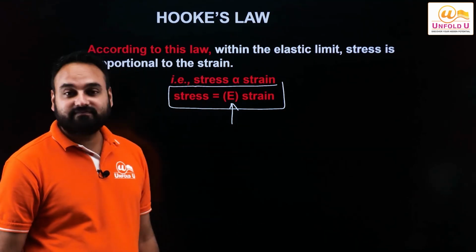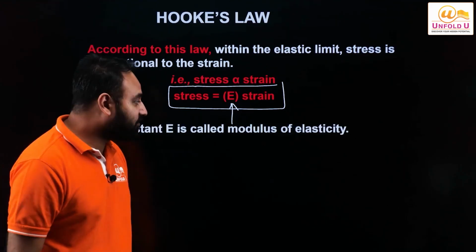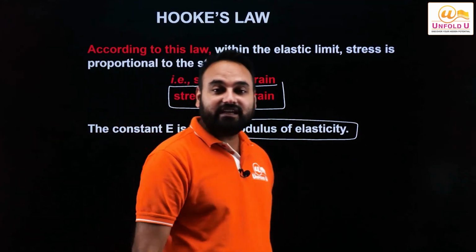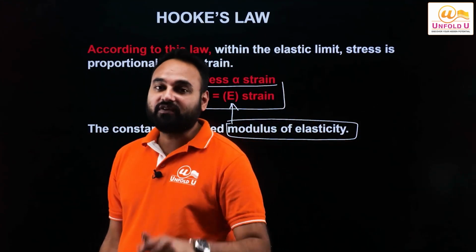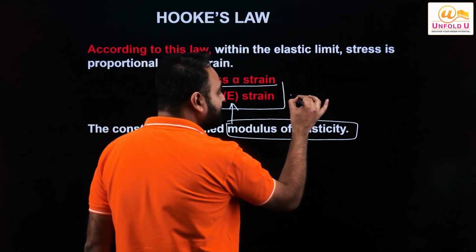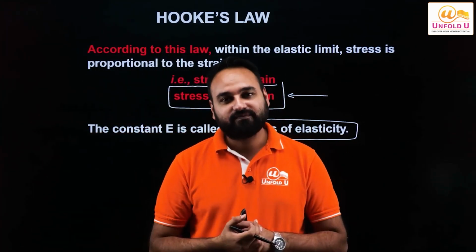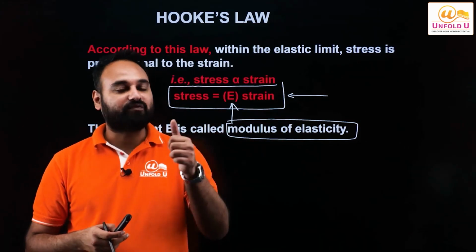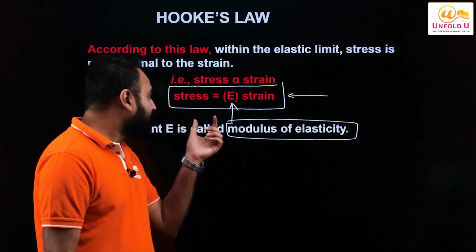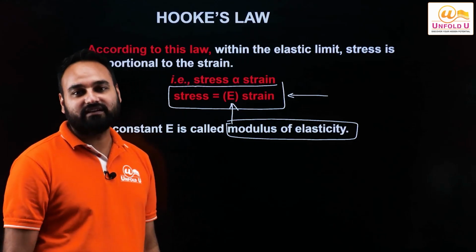Now what is this E? This E is called modulus of rigidity or modulus of elasticity. Now this relation, that stress is equal to modulus of elasticity into strain, is called Hooke's law. In your exams you sometimes get a 1 mark question or even a 2 mark question on this, that what is Hooke's law. So Hooke's law is basically that stress is equal to modulus of elasticity multiplied by strain in a body.